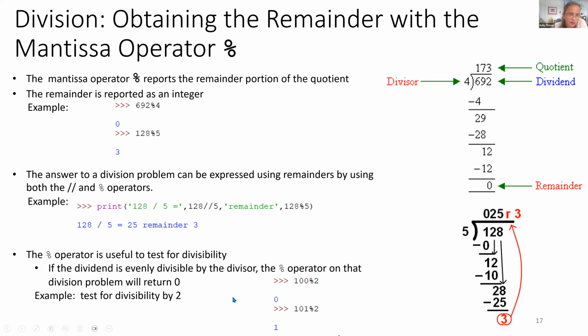The percent operator or the modulus is useful to test for divisibility. If the dividend is evenly divisible by the divisor, the percent operator on that division problem will be 0. So we could use this to test for divisibility by 2, or odd or evenness. So for example, is 100 evenly divisible by 2? It is, and that means that if it's evenly divisible, then there's not anything left over. So we get a 0. But 101 is not evenly divisible by 2, so we're going to get 1 left over. So you'll see that we could write some kind of code that would test to see about divisibility by checking whether the remainder is 0 using the modulus operator.